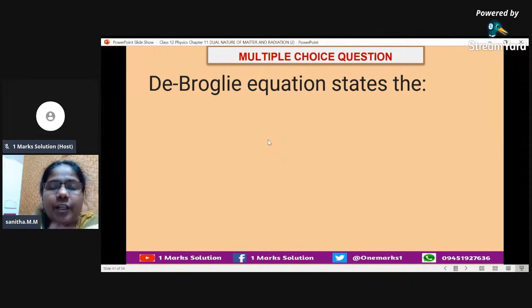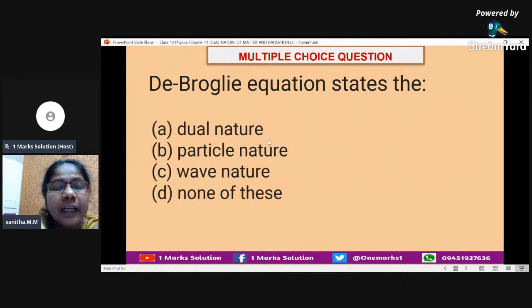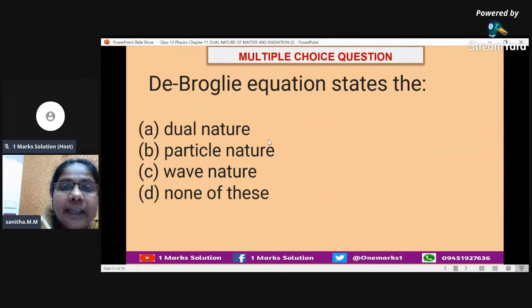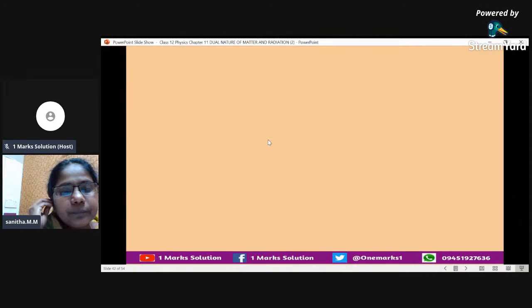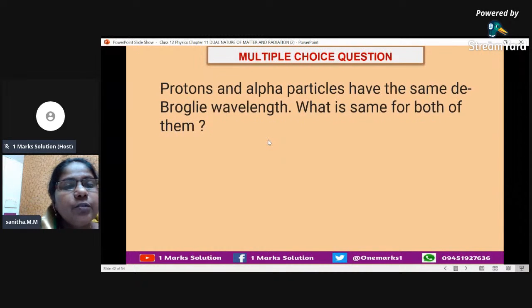De Broglie equation. The de Broglie equation means lambda is equal to h by mv. Again, I'm telling you, lambda is equal to h by root of 2meV or 2mK. And what does it state? In the introduction part itself, we told that de Broglie is giving the dual nature, the particle nature as well as the wave nature. So the answer, no doubt, is dual nature. That is the first option, A. Now we can go for the next question.